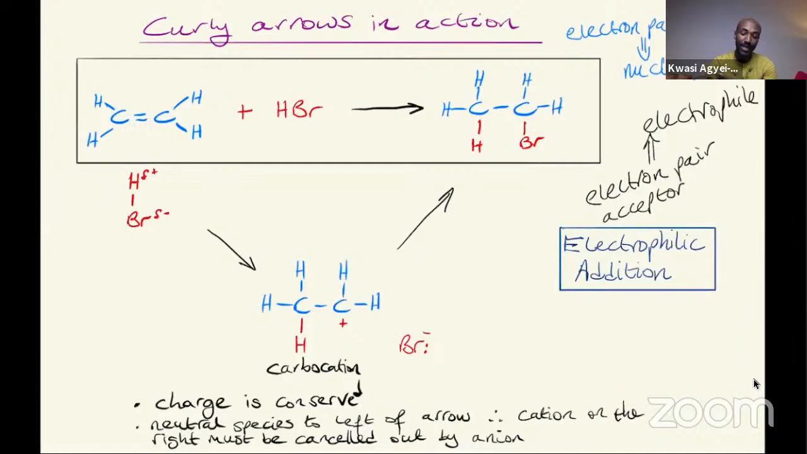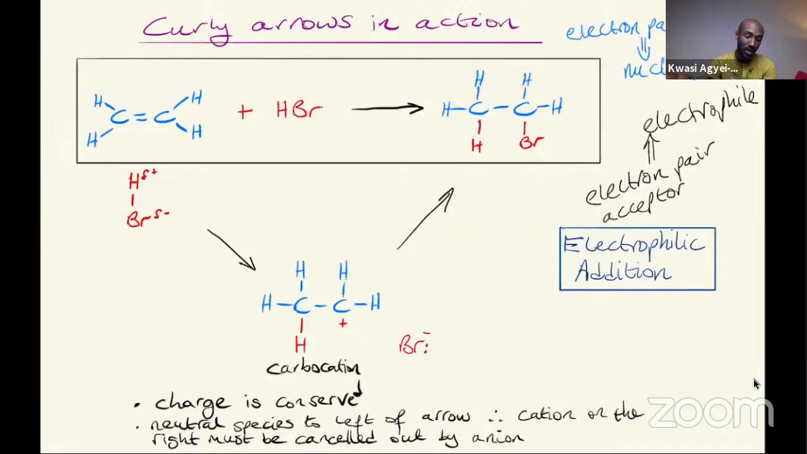Let's have a look at this reaction then. You've got our nucleophile, in this case an alkene, and it is going to be reacting with hydrogen bromide to form bromoethane. So how do we go from this alkene to this bromoethane, which is, of course, a halogenoalkane or haloalkane?